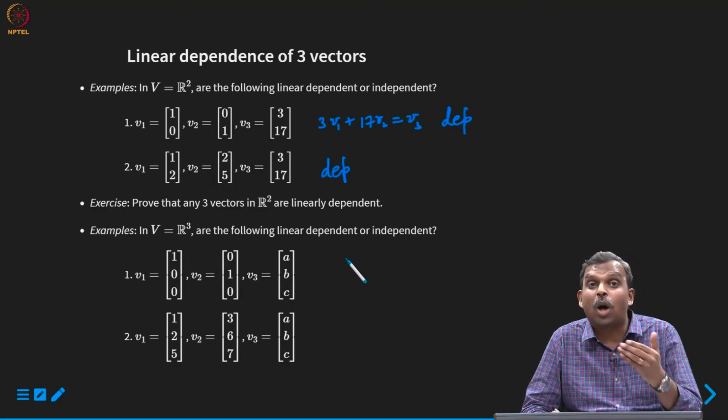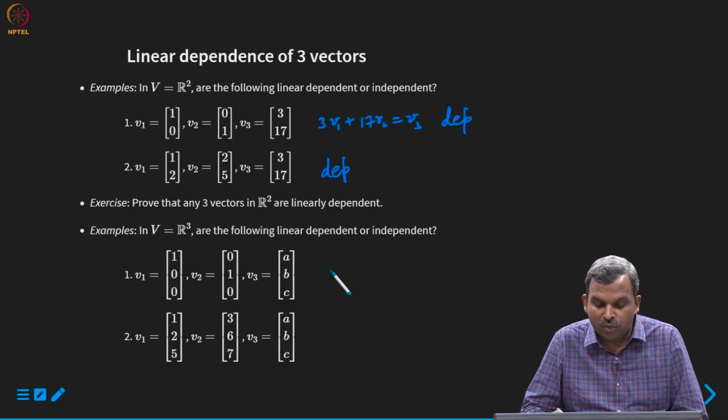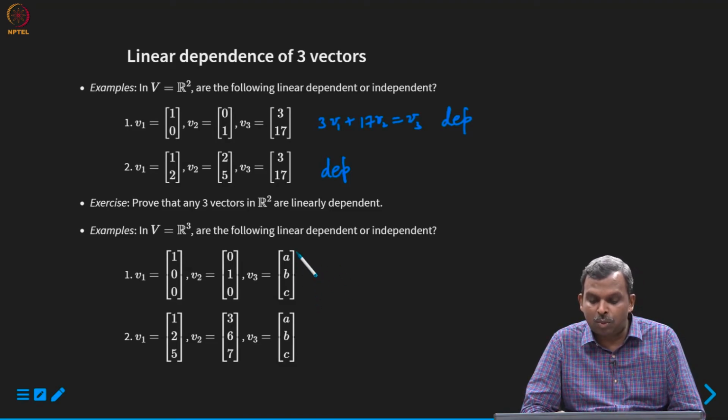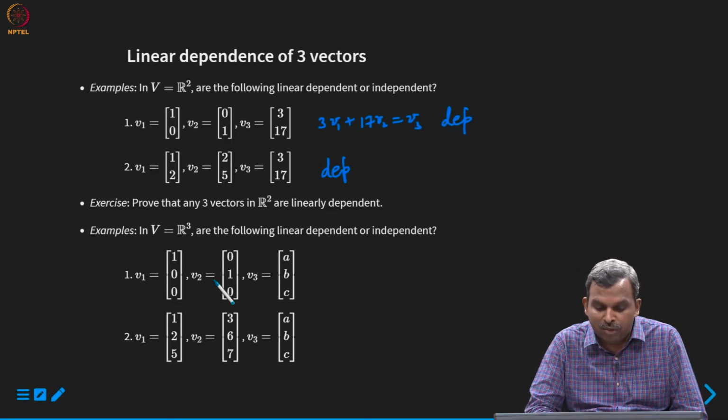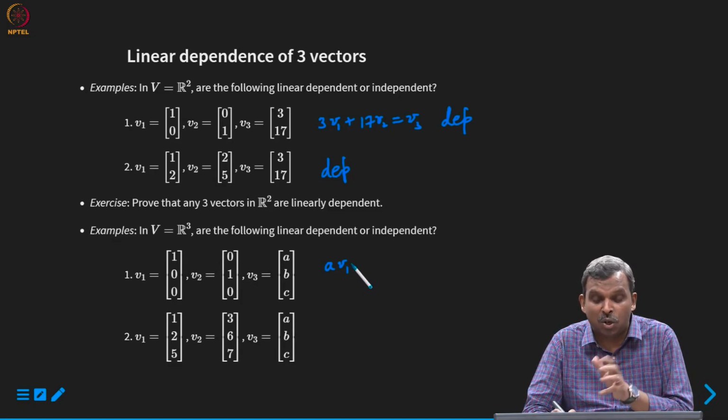Let's go to R3, the next more interesting case, and ask the same question. So V1, V2, V3, (a, b, c). Suppose I give you an (a, b, c) vector. Notice here what will happen if you look at V1, V2. I have to do a times V1, if at all I have to match V3 as a linear combination.